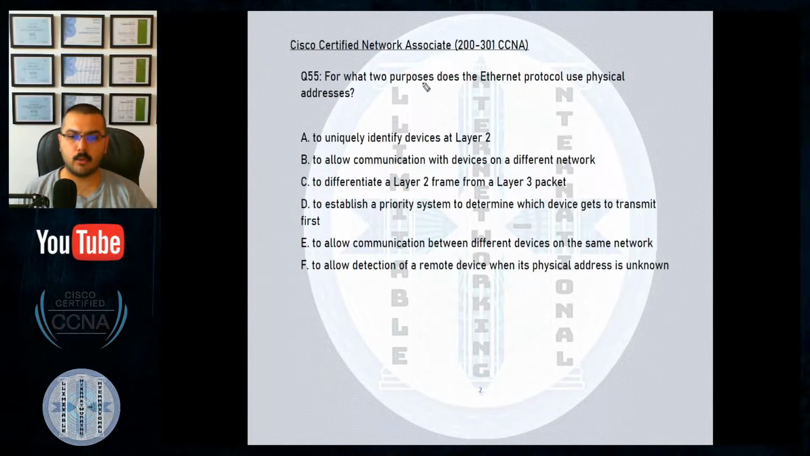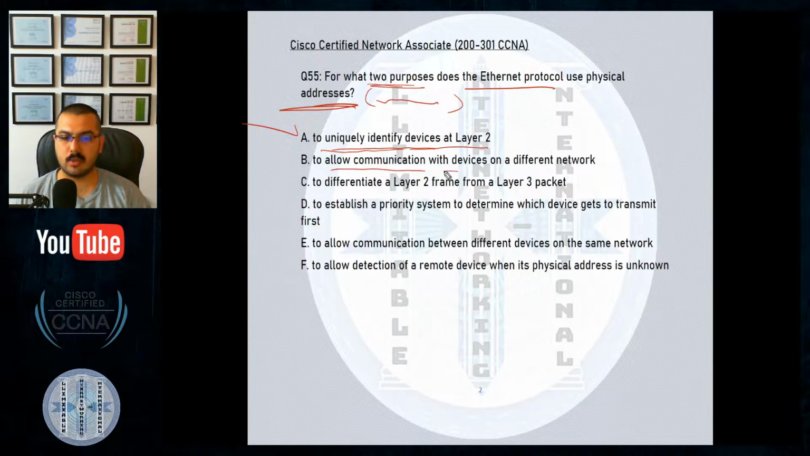videos. For what two purposes does the Ethernet protocol use a physical address? Why would the technology use a MAC address? To uniquely identify devices. For what two purposes? There is no "choose two" here. This is just a bad typing, but it should be "choose two". Okay, so to uniquely identify devices at layer 2, yes.